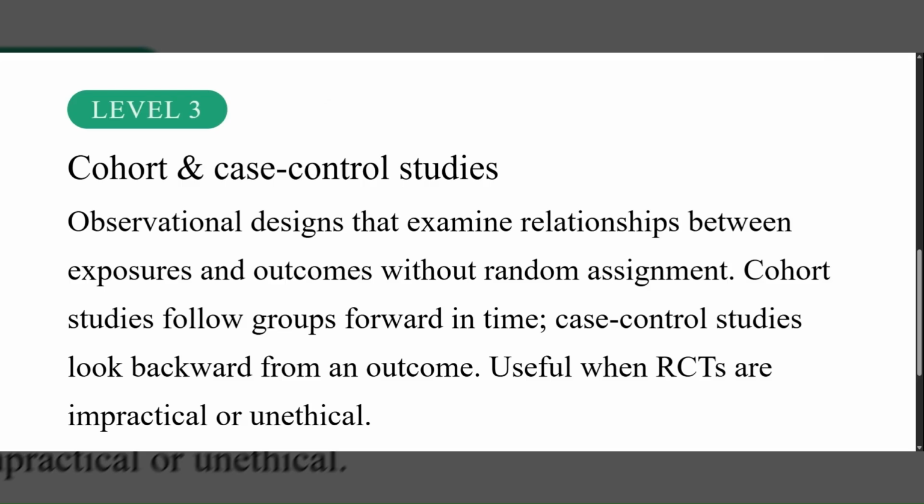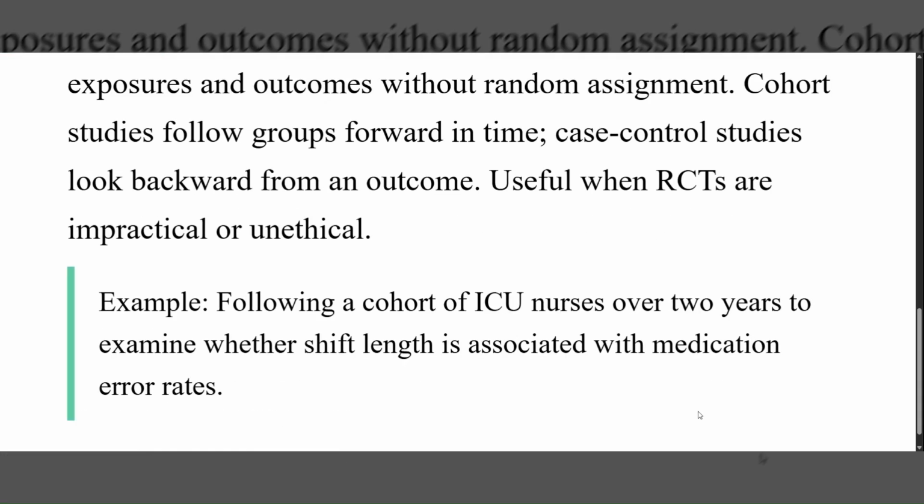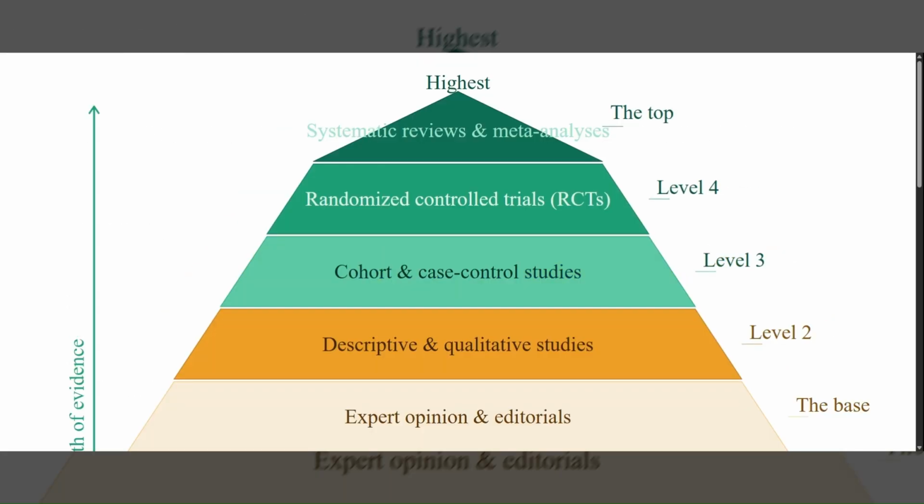But because participants are not randomly assigned to groups, these studies can be affected by confounding variables, and they cannot definitively prove causation. An example of one would be following a cohort of ICU nurses over 2 years to examine whether shift length is associated with medication error rates.